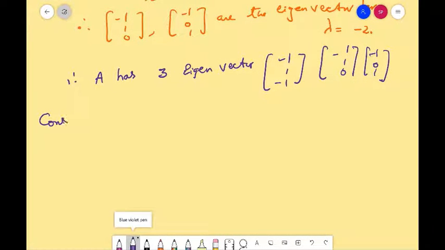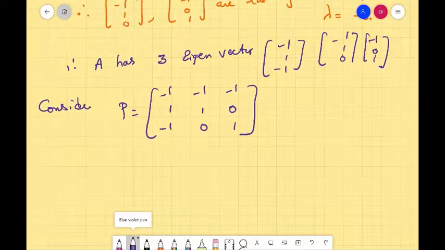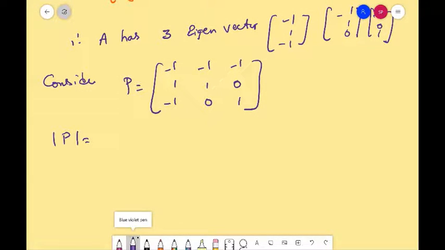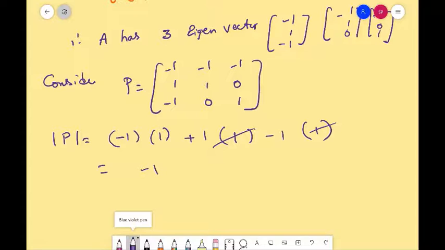So consider P equal to these 3 eigenvectors as columns: minus 1, minus 1, minus 1, 1, 0, and then minus 1, 0, 1. Now, what will be det P? Let us calculate the determinant of P. Determinant of P will be minus 1 into 1, minus 1 into 1, 1 minus 0, then plus 1 into 1, and then minus 1 into 1, which is equal to minus 1 plus 1 minus 1, and these two will get cancelled. This is equal to minus 1, not equal to 0.